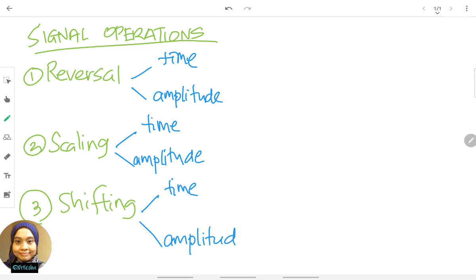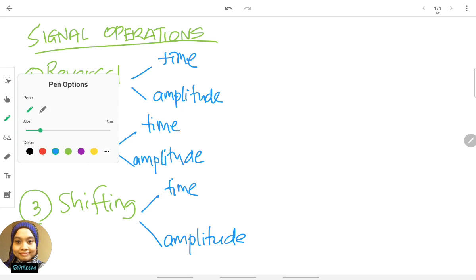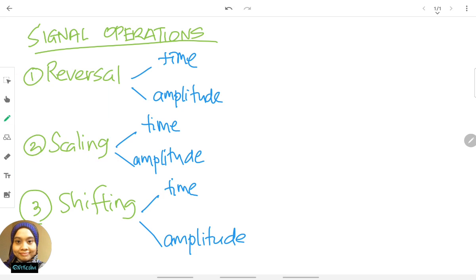For reversal on the time, basically we will try to reverse, in Malay we say terbalik. We reverse the signal. So the function should be something like this: f of minus t. And if you want to reverse the function on the amplitude, the function should be negative f of t.